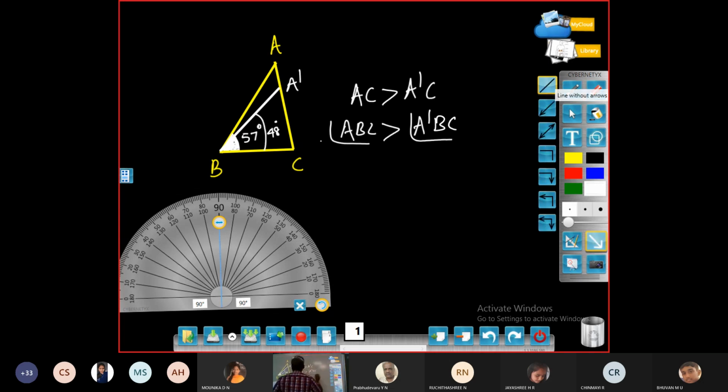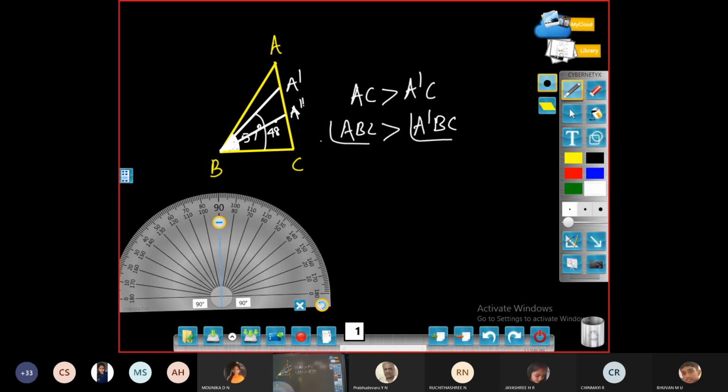Further, you do the same thing. You reduce this side here from B. If you further reduce like this, then what happens? The angle also reduces here. See this, if you measure that angle A double dash BC, that will be still lesser than that one. So what can you conclude here? This angle measurement just depends on the length of the side which is opposite to that angle. As the length of that opposite side increases, the measure of that angle also increases. As the length of that opposite side decreases, the measure of that angle also decreases.